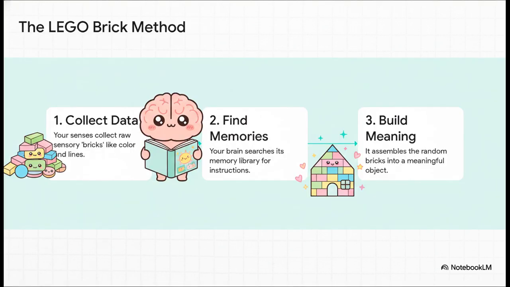So according to this theory, perception is basically a three-step assembly line. Step 1. Your senses gather up all the bricks, the colors, the shapes, the textures. Step 2, your brain runs back to its huge memory library to find the right instruction manual. And step 3, it uses those memories to assemble all those random bricks into something meaningful, like a table. Simple, right? So meaning isn't out there in the world, it's just something your brain adds later.